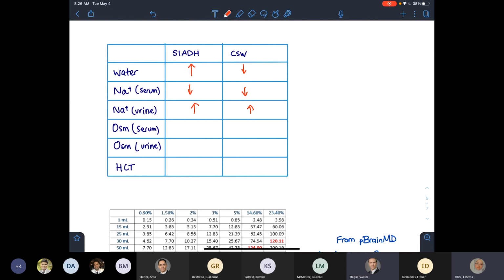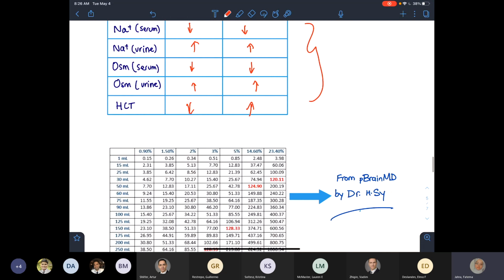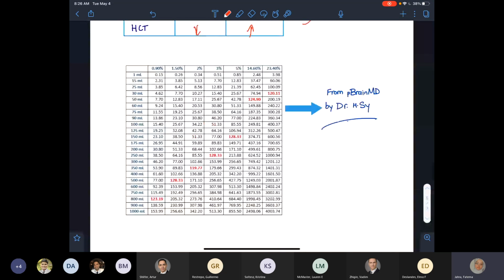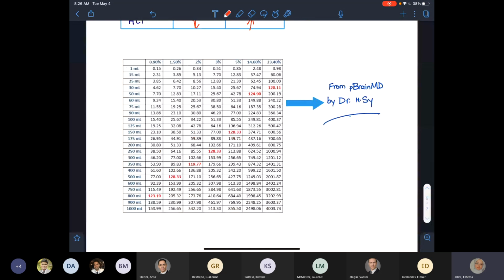Osmolality: serum osm is low, and urine osm is high in both. So these are our diagnostic points, and they're all pretty symmetric. We're not getting much help from lab work, but hematocrit should be low in SIADH and high in salt wasting. And then I have this chart from Dr. C that's very helpful and has come into use many, many times. Thank you, Dr. C, if you're on the call.